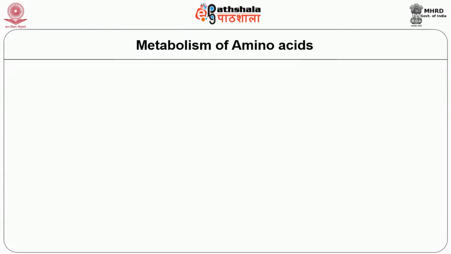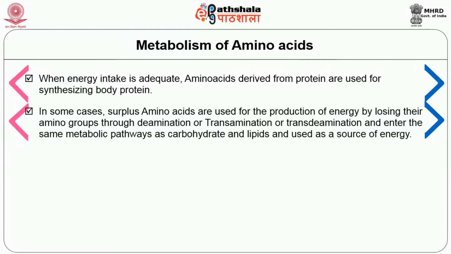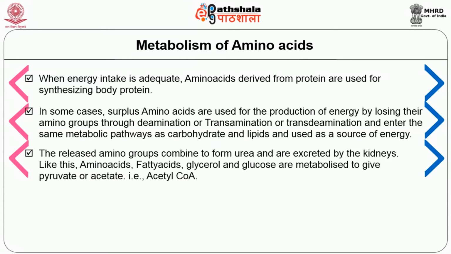Now we will see the metabolism of amino acids. When energy intake is adequate, amino acids derived from protein are used for synthesizing body protein. In some cases, surplus amino acids are used for production of energy by losing their amino group through deamination, transamination or transdeamination, and enter the same metabolic pathway as carbohydrate and fat and are used as a source of energy. The released amino groups combine to form urea and are excreted by the kidney.